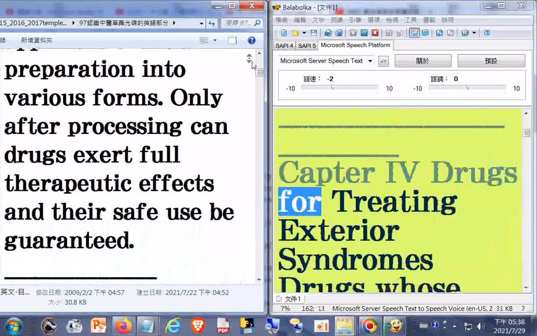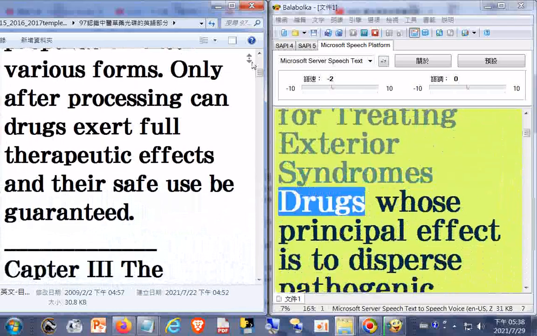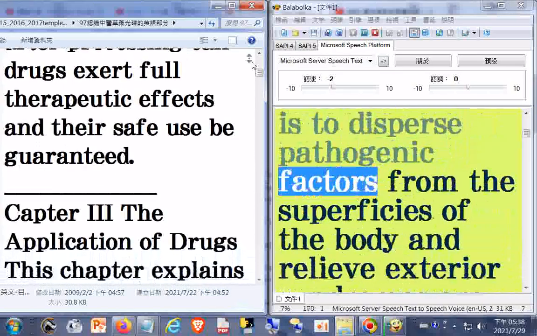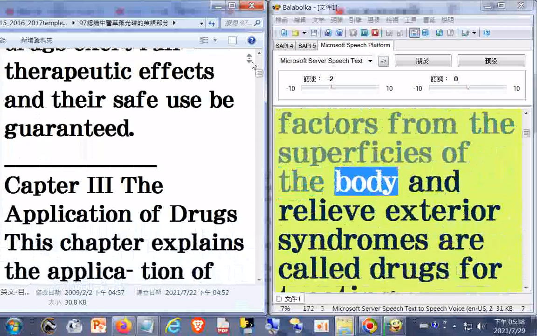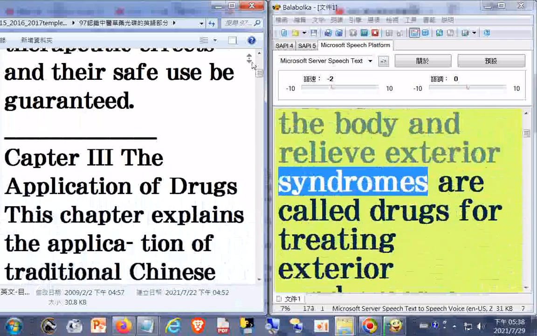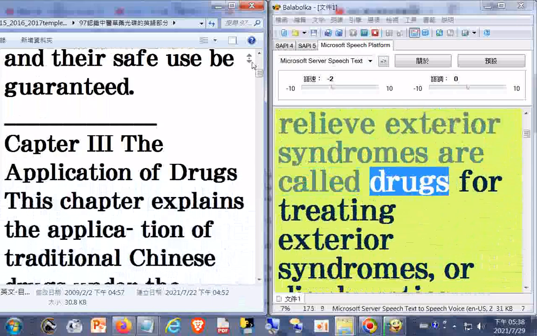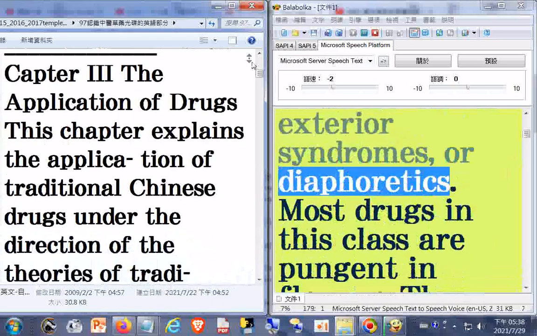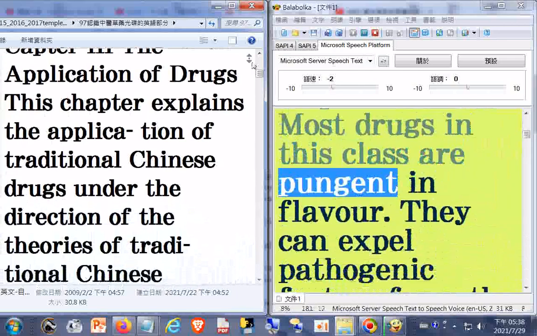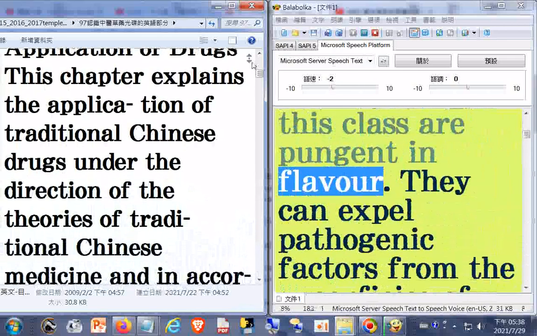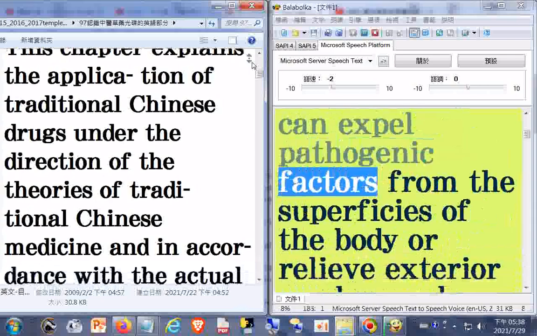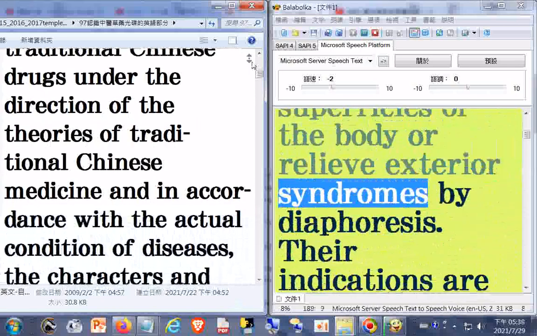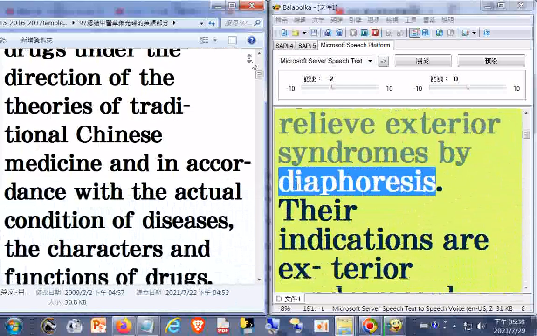Chapter 4. Drugs for treating exterior syndromes. Drugs whose principal effect is to disperse pathogenic factors from the superficies of the body and relieve exterior syndromes are called drugs for treating exterior syndromes, or diaphoretics. Most drugs in this class are pungent in flavor. They can expel pathogenic factors from the superficies of the body or relieve exterior syndromes by diaphoresis.